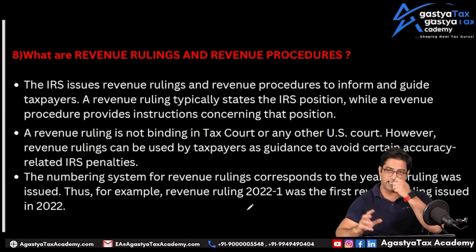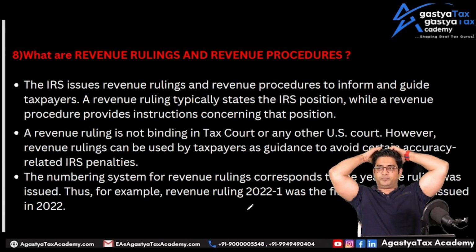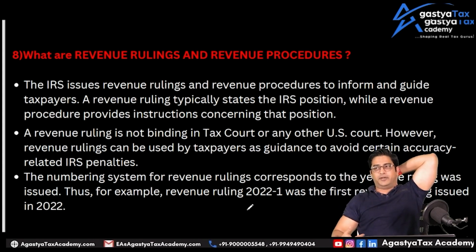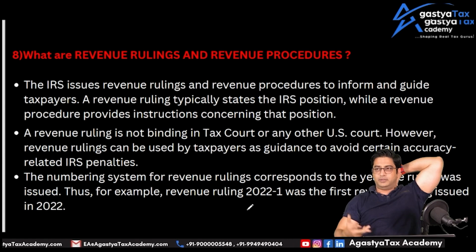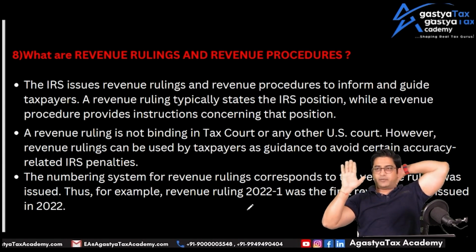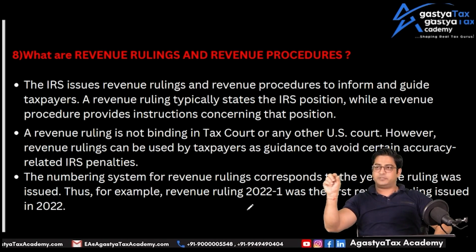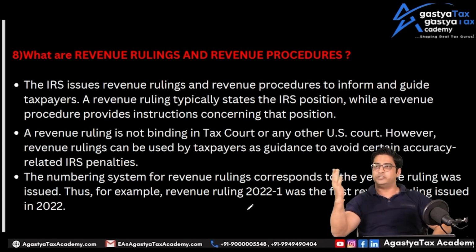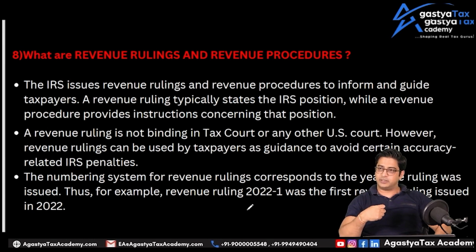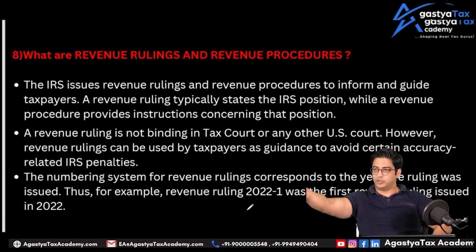So IRS has taken a position on a specific tax subject, so that is called revenue ruling, and revenue procedure is the instructions in order to follow that particular revenue ruling. One is linked to the other. Just remember one thing: revenue ruling is the IRS position. What is your position? IRS position is revenue ruling. And revenue procedure is the instructions in order to get to that ruling.